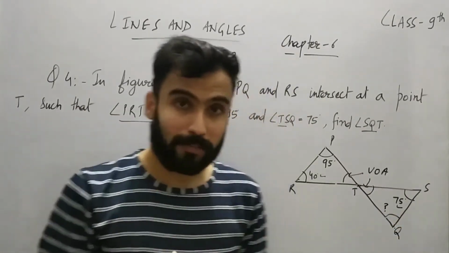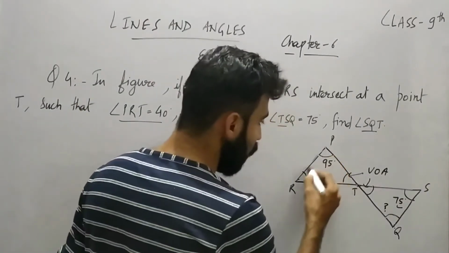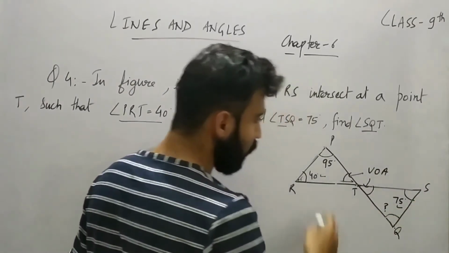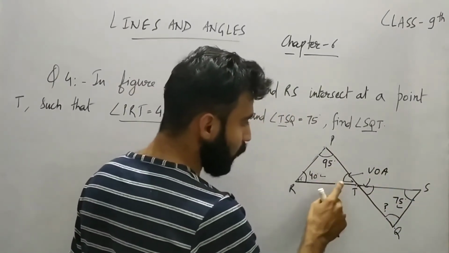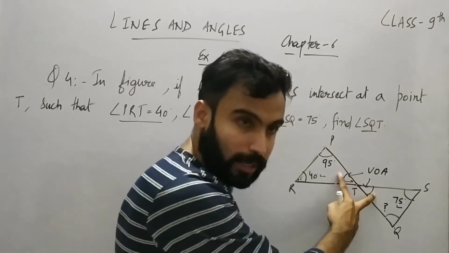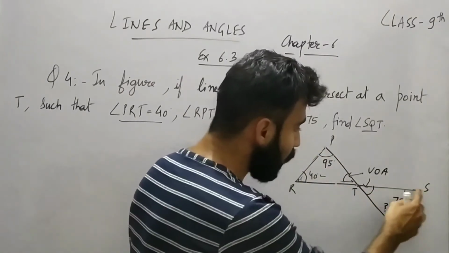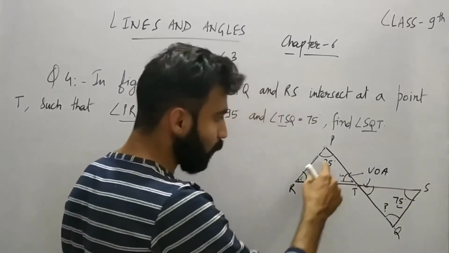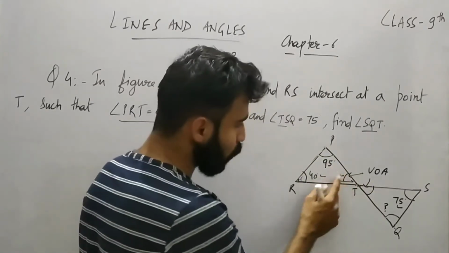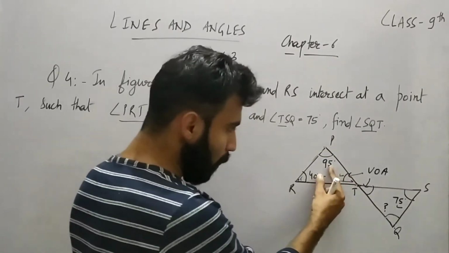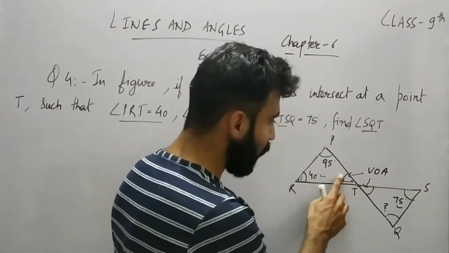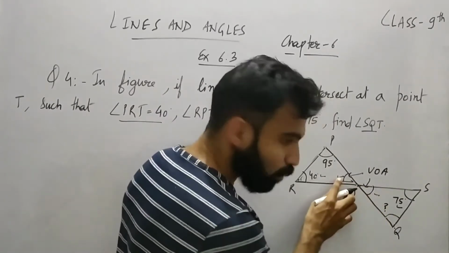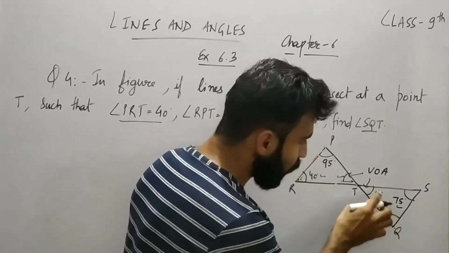Now let me tell you the method by which we are going to do so. You can see there are two triangles forming here, one is PRT and the other one is SQT. In both triangles there are two vertically opposite angles named PTR and STQ. Let me first find this angle. In this triangle we know two angles, so we can find the third one by adding them and subtracting from 180 degrees. Both angles are equal, so this angle is going to be equal to this one.